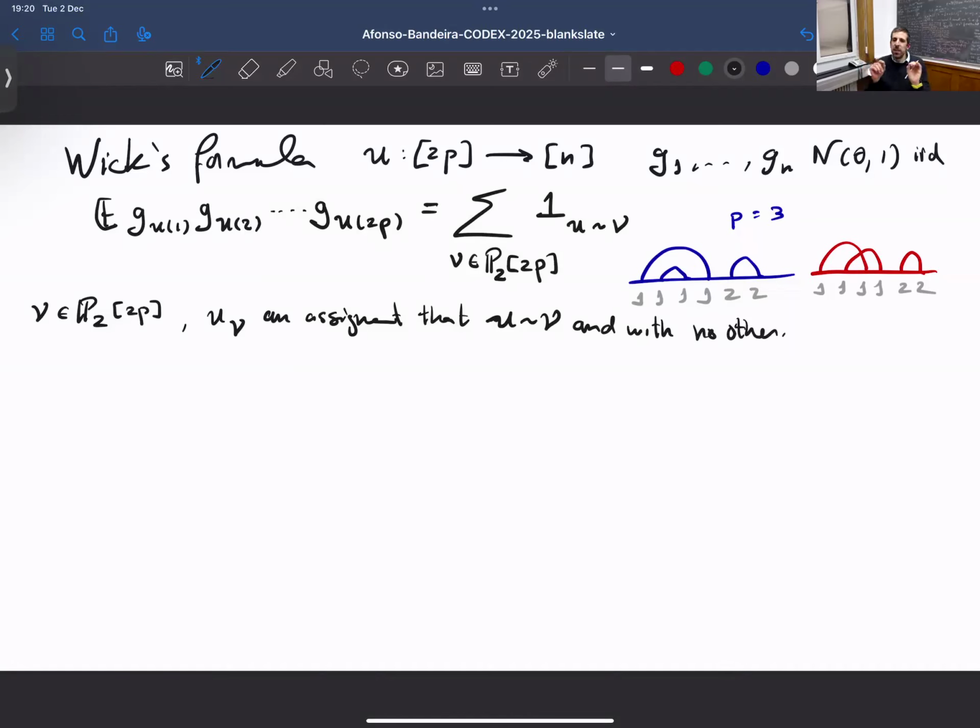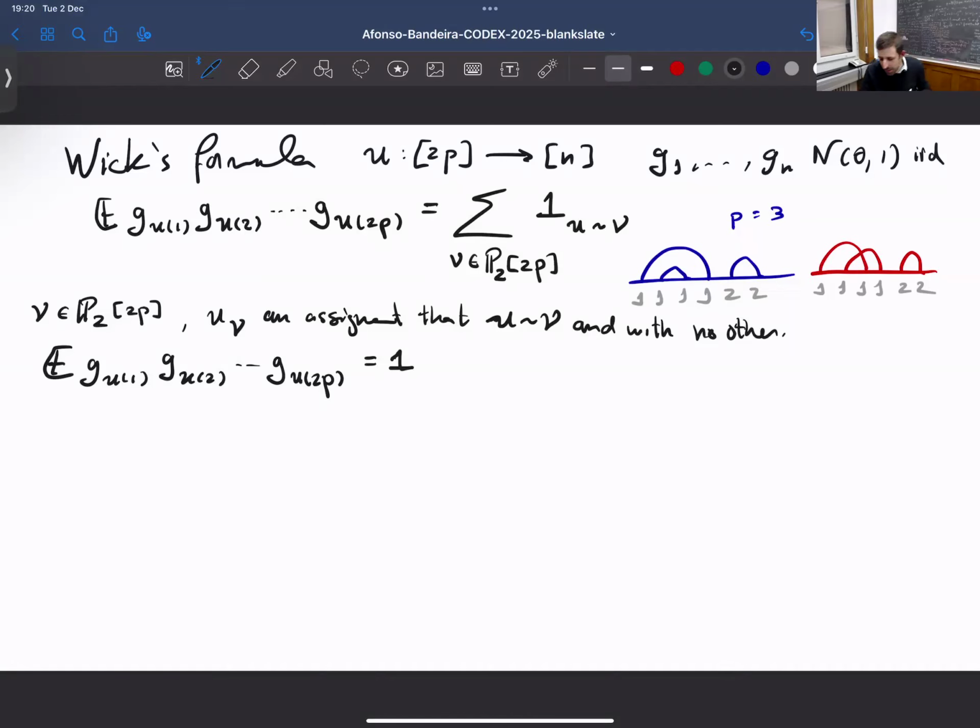Okay, so it's like an assignment that only takes things to, there's only collisions of size 2. Then another way of writing this formula is that the expectation of G_U1, G_U2, ... G_U2p is equal to 1. I mean, it sounds a bit silly what I'm saying, but bear with me.